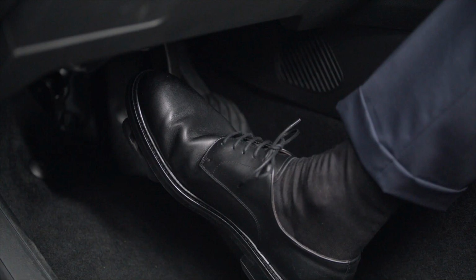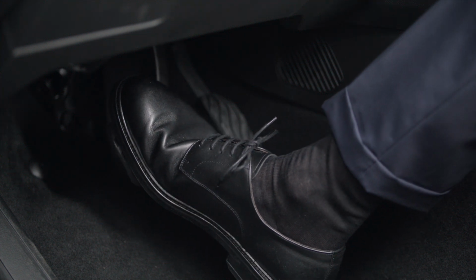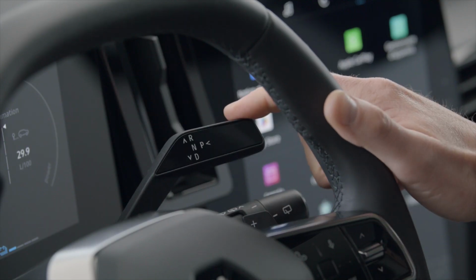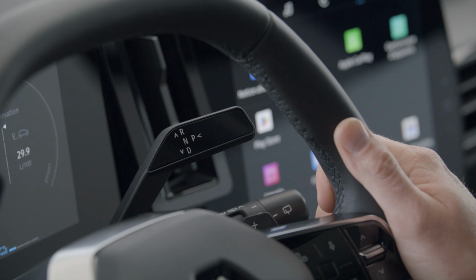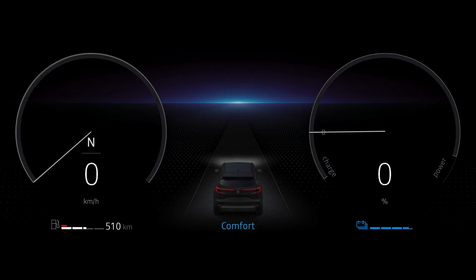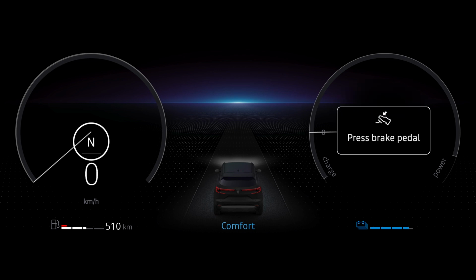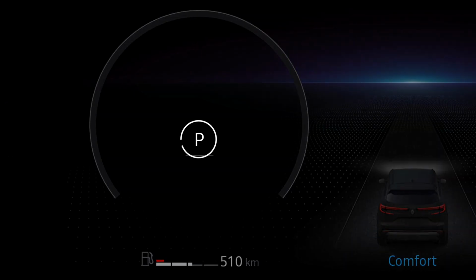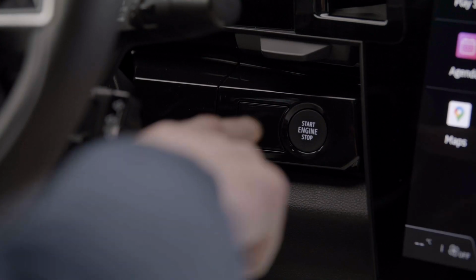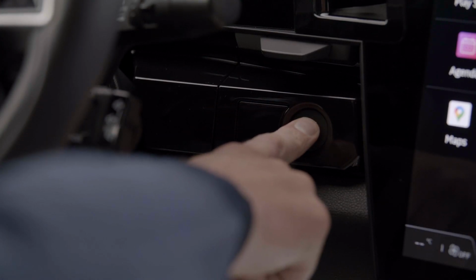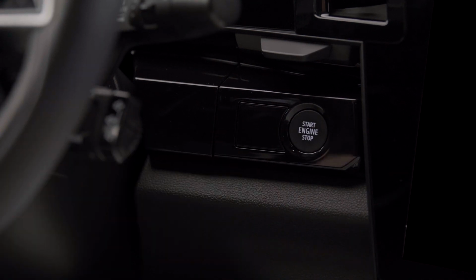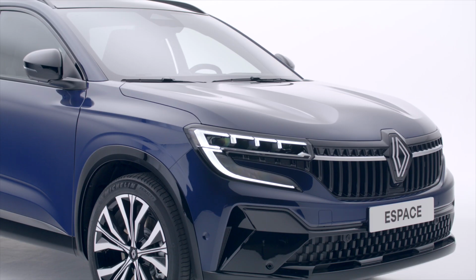You have to depress the brake pedal to switch from one position to another. If the brake pedal is not depressed, an audible signal sounds and the current position flashes on the instrument panel, accompanied by the message, "Depress the brake pedal." Position P is engaged automatically when the engine stops, when the driver unbuckles their seatbelt, or opens their door when the vehicle is stationary.